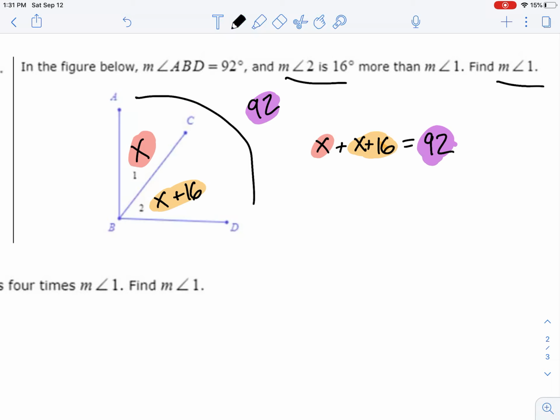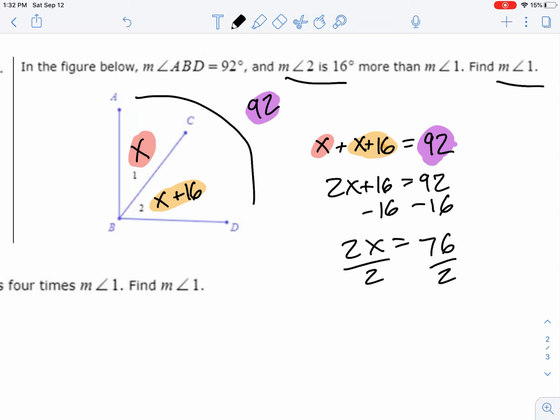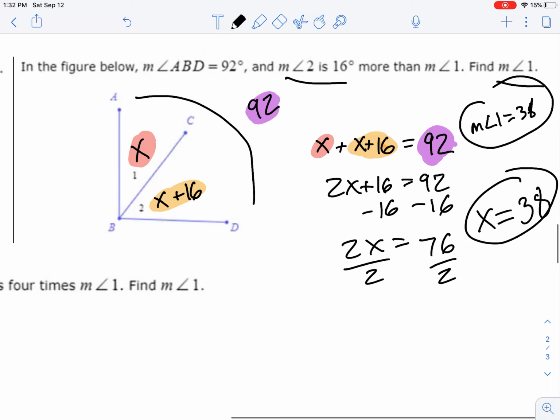Now, as we go through, this is just algebra. So we'll have 2x plus 16 equals 92, minus 16 from both sides. 2x equals 76. Divide by 2, divide by 2. X is going to equal 38. And we are done. That's what it wanted. It said find the measure of angle 1, but that is what x is. So I guess we could say measure of angle 1 equals 38 if we wanted to.